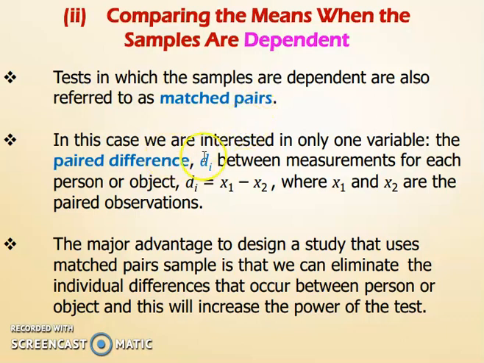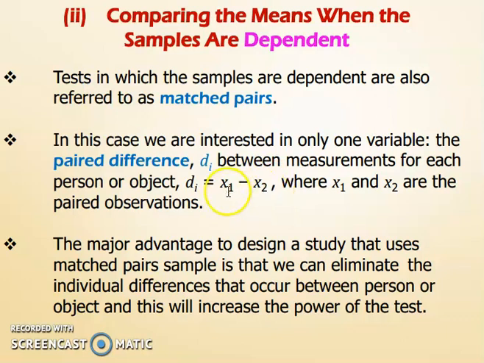In this case, we are interested in only one variable, which is the paired difference, d subscript i, between measurements for each person or object. So d subscript i is equal to x1 minus x2, whereby x1 and x2 are the paired observations. For example, if you want to look into the difference between the test score for students before joining the tuition and after joining the tuition.